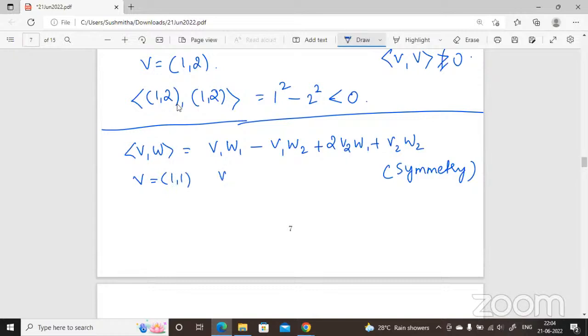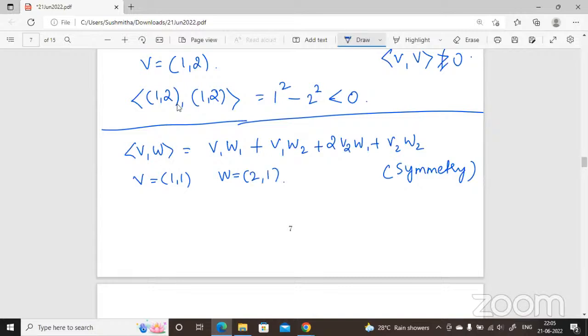Say v is (1, 1). And w is say... By different terms, are you saying different coefficients? Are you saying it can be positive, negative, or a 2 and a minus 1? Okay, even if it was plus, different coefficient. Okay, let's put plus.